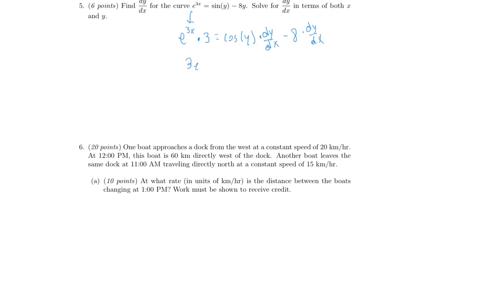And now we've got to solve this for dy/dx. I have two dy/dx's on this side, so I'm going to pull those out front. What I'm left with is cos(y) minus 8. And now I can just divide by that, so we'll get 3e^(3x) over cos(y) minus 8. And that's going to be our dy/dx.